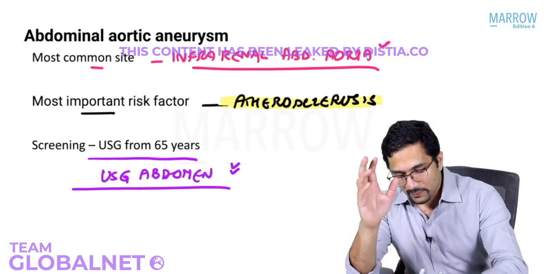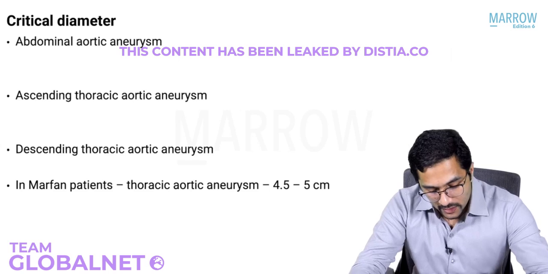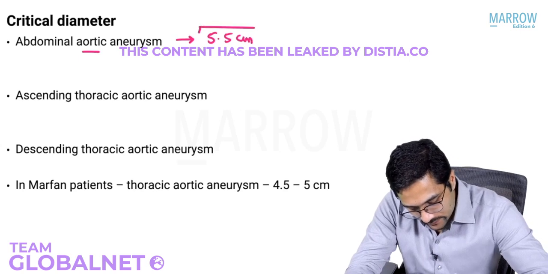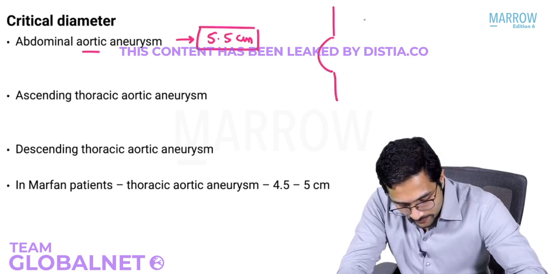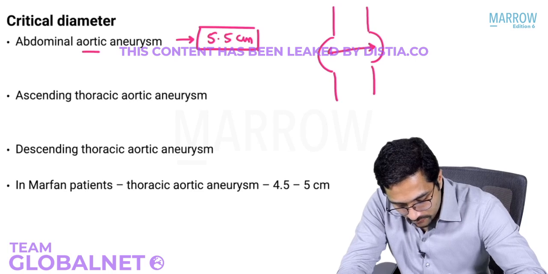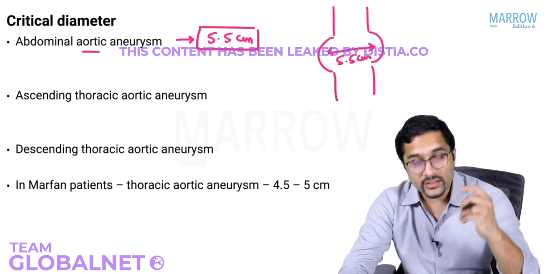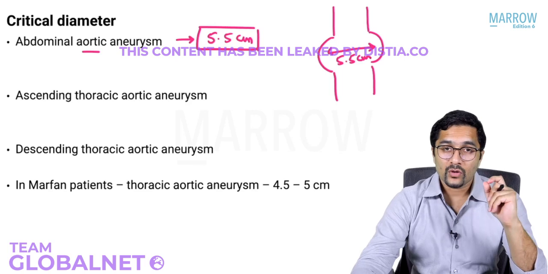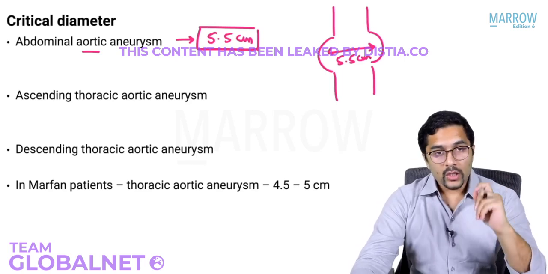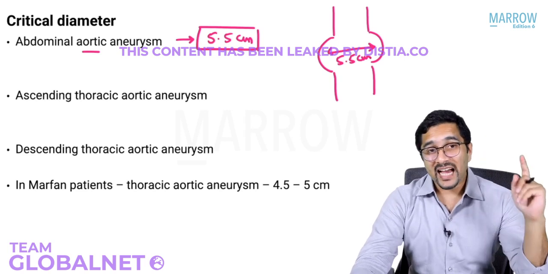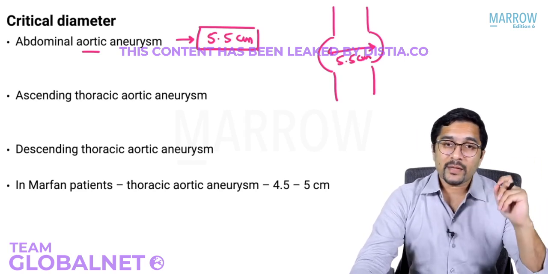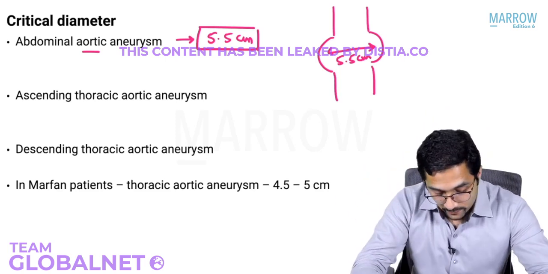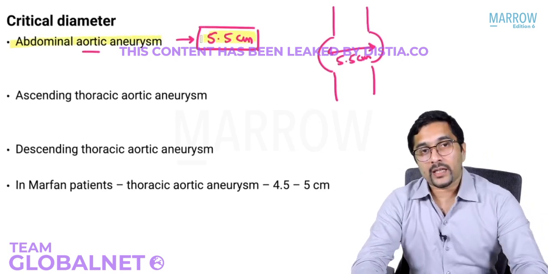So what are these critical diameters for all the aneurysms? For abdominal aortic aneurysm, the critical diameter is 5.5 centimeters. That means if an abdominal aortic aneurysm reaches the diameter of 5.5 centimeters, then the chances of rupture go up. And even in asymptomatic patients, then we need to surgically manage this patient. Also, you should remember that the chances of rupture are higher in females. So the critical diameter in females is going to be 5 centimeters. It is 0.5 centimeters less. So this is the critical diameter for abdominal aortic aneurysms.